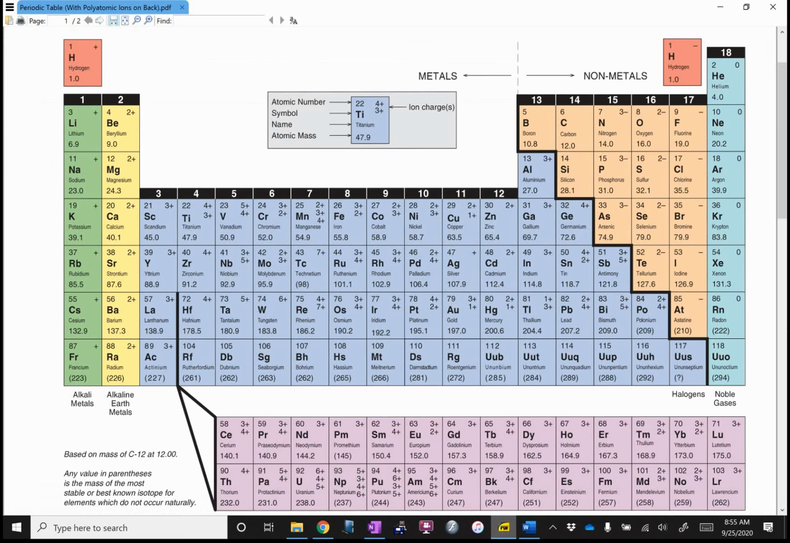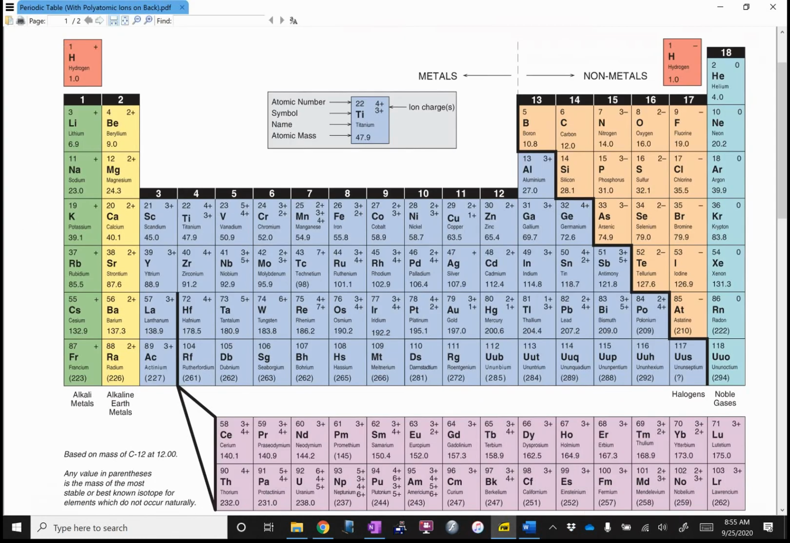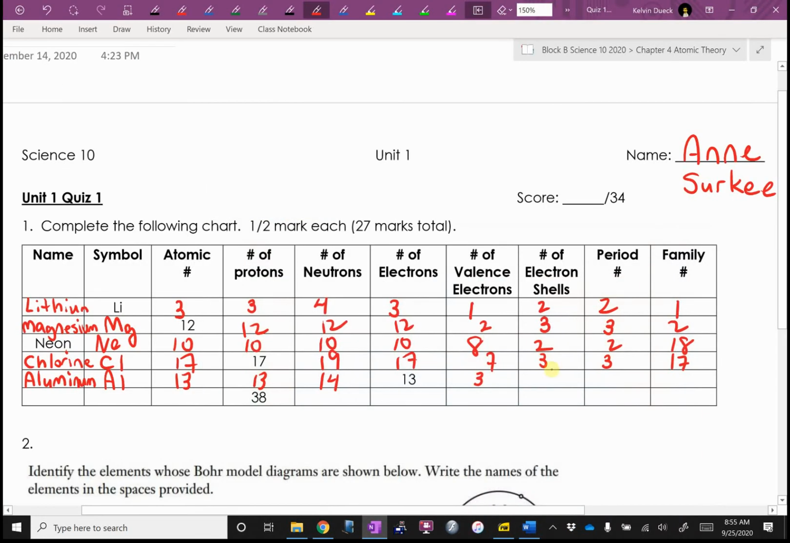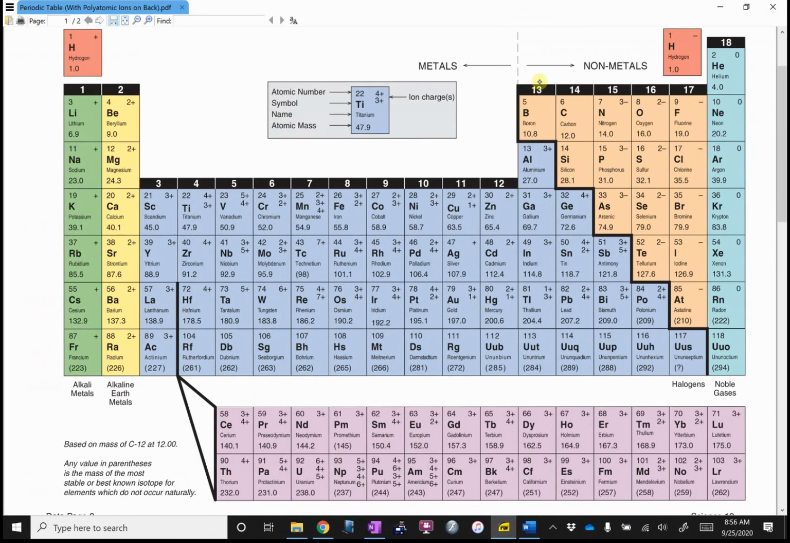How many valence electrons? I count. 1, 2, 3. How many electron shells? I count down. 1, 2, 3. So it's in the third period. What family number is it? By the way, have you noticed the numbers are right here in black? So it's family number 13. I don't actually have to count.